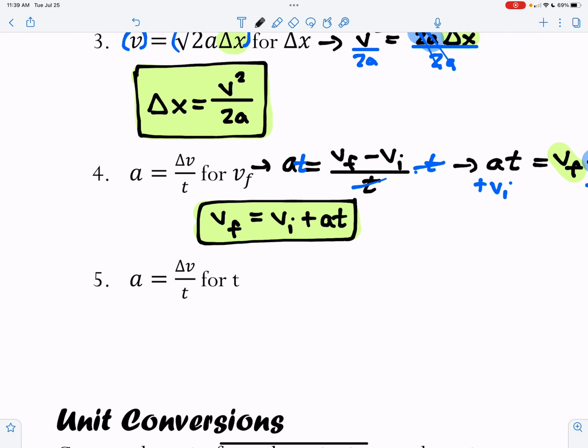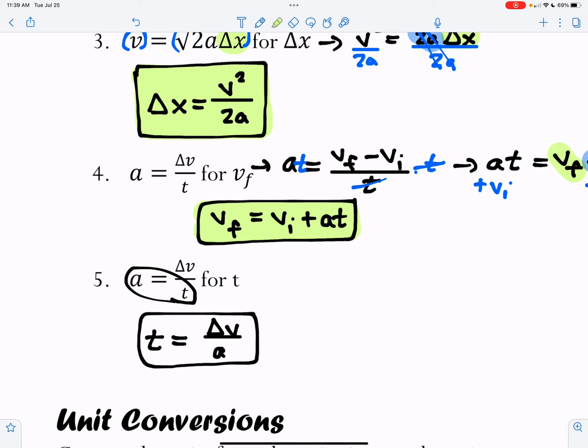Okay, number 5. We're solving a equals delta v over t for t, which is the denominator. This is a perfect opportunity to use the switcheroo. This is a one-step solve. T equals delta v over a, and we're done. These ones are nice.